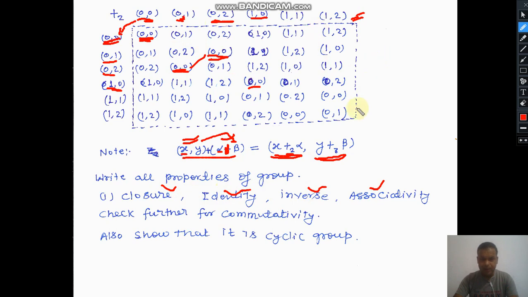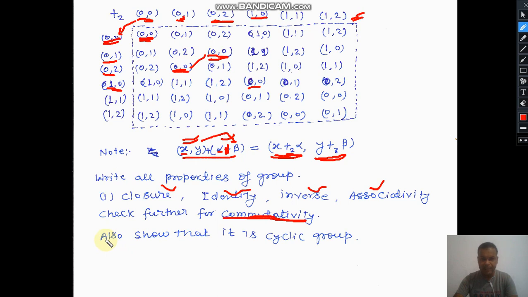In this composition table, we see that this is also an abelian group. So you can check the commutativity also, and in this problem you will write the commutative axiom, and you will say that this group is a commutative group.